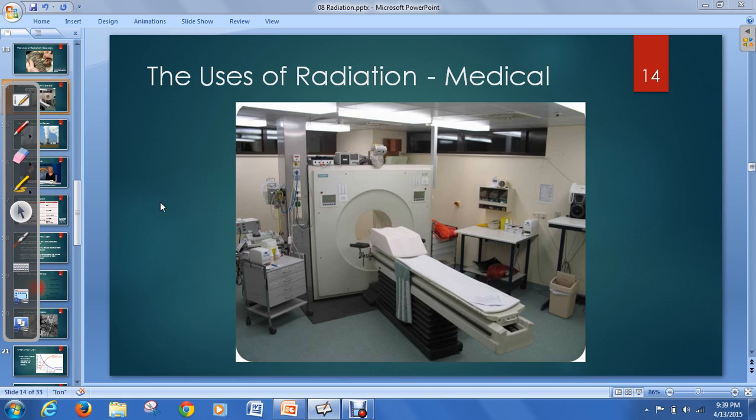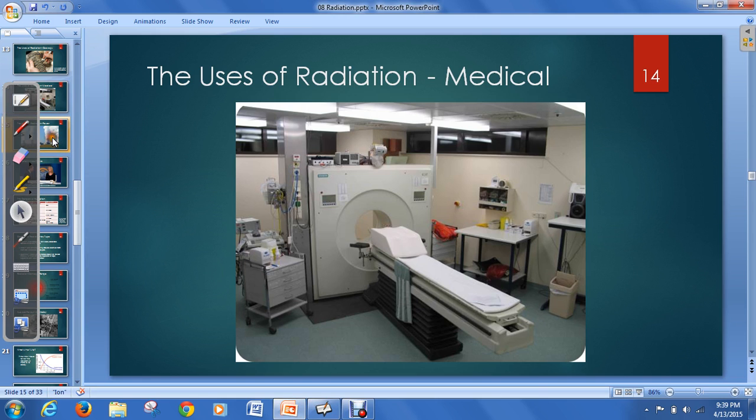So that's one that they continue trying to improve and improve, so that they aren't killing the good cells, only killing the bad cells. But again, very, very useful in the medical field, and continuing to improve as time goes on. So radiation, again, very, very common for medical devices.